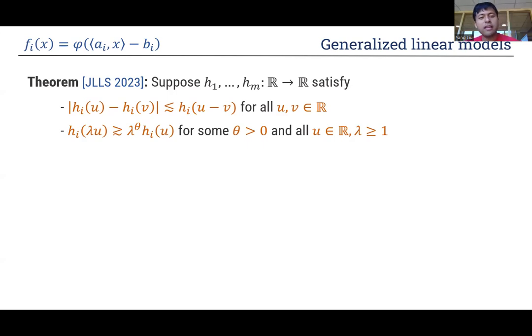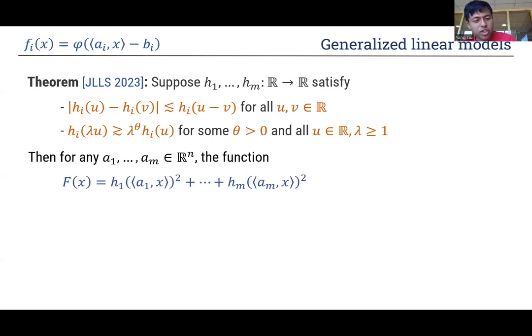Our main result is that if h_1 to h_m are functions from R to R plus satisfying the following. The first condition I'm going to call auto-Lipschitzness: the difference of h(u) and h(v) is at most h(u minus v), up to constants. And the second is some kind of non-degeneracy condition. It just says that the function is growing slowly, at least lambda to the theta for some strictly positive constant theta, and for all lambda at least 1.